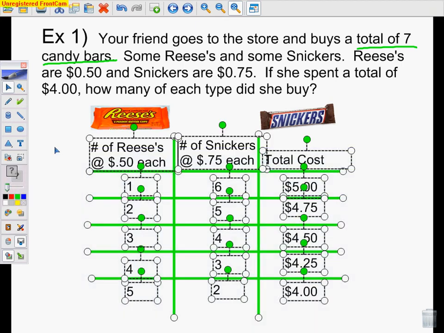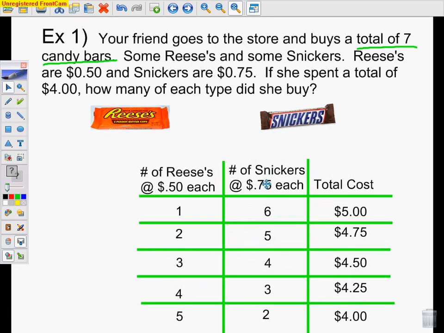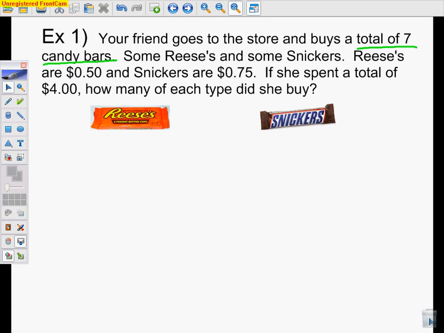Let's say instead of your friend going to the store to buy candy bars, it was a company, and they were buying 1,000. You wouldn't want to have to make a chart to find out how many of each they bought. So another way to do that is to make a system of equations. Let's say we have the number of Reese's equals R, and the number of Snickers equals S. We know that we bought a total of 7 candy bars, so the first equation we could write is R plus S equals 7.